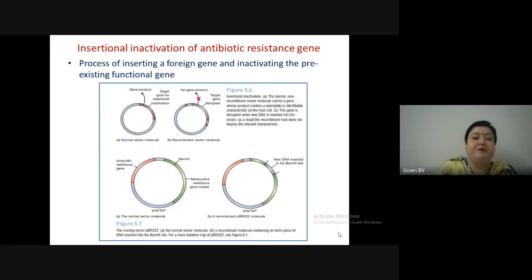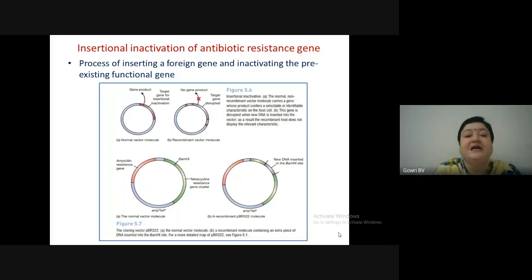What happens with pBR322? Come to the left, figure 5.7, the cloning vector pBR322. On the A, the normal vector molecule, you have the ampicillin resistant gene and the tetracycline resistant gene. As mentioned earlier, you have restriction sites for various restriction endonucleases in the ampicillin and tetracycline regions. One example depicted is BamHI. The tetracycline resistant gene has a restriction site for BamHI. So the normal vector molecule is ampicillin resistant and tetracycline resistant.